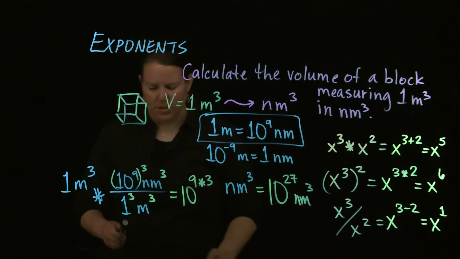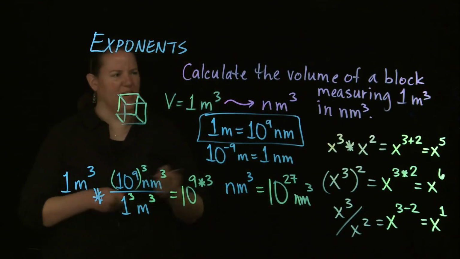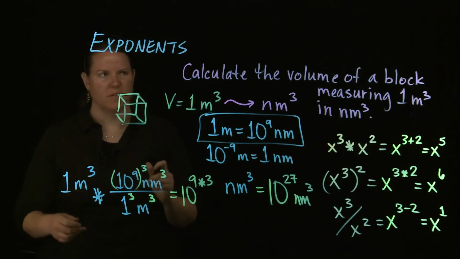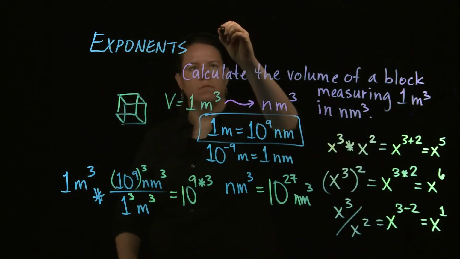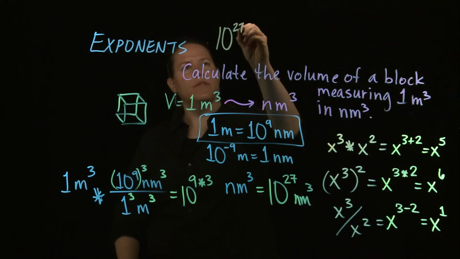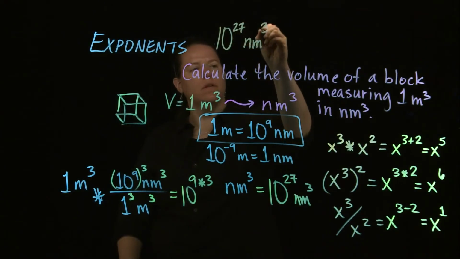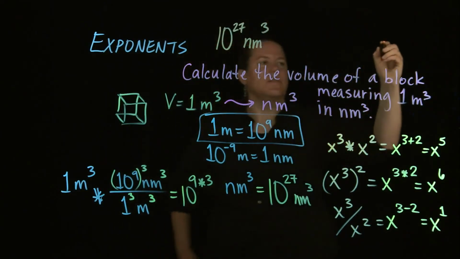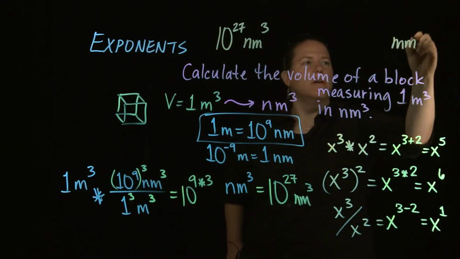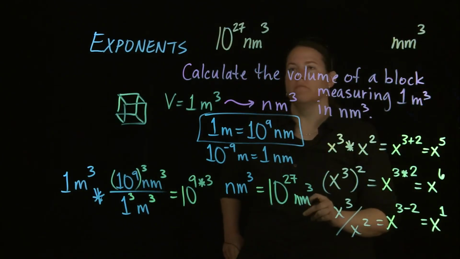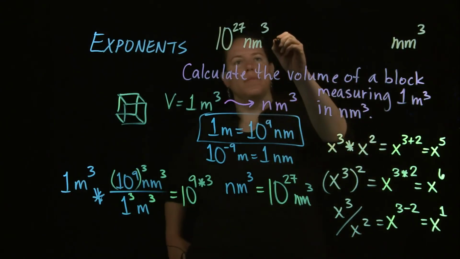Let's do it underneath. I feel like not erasing right now. Let's do it up here, actually. Let's do x to the 27th nanometers cubed. I want to know what x to the 27th nanometers cubed is in millimeters cubed. Okay, well, how am I going to do this?